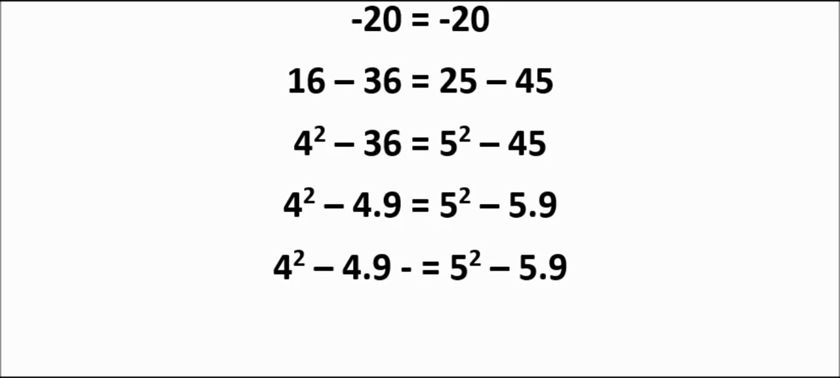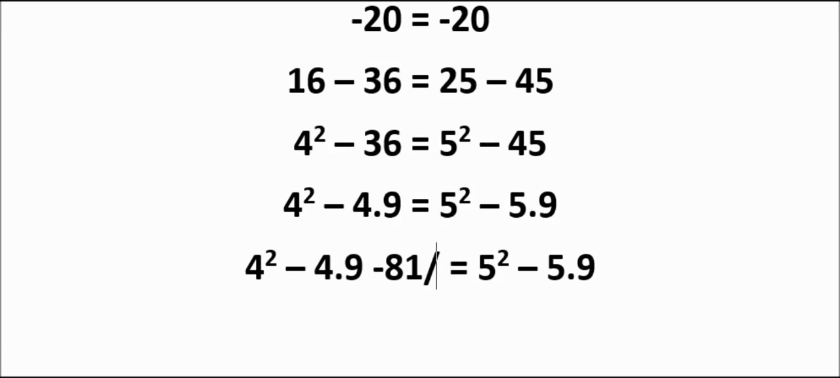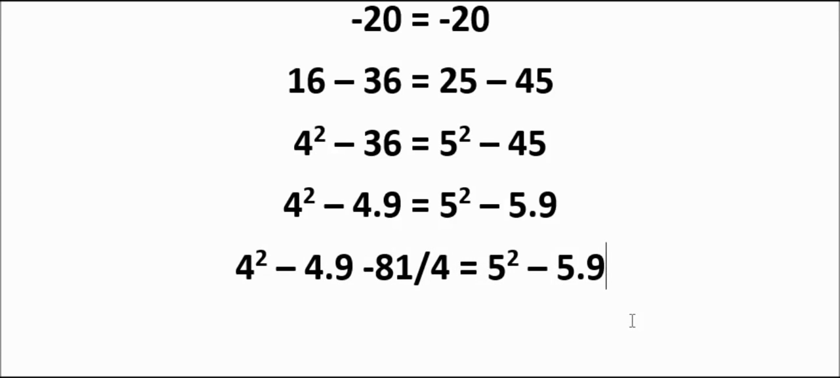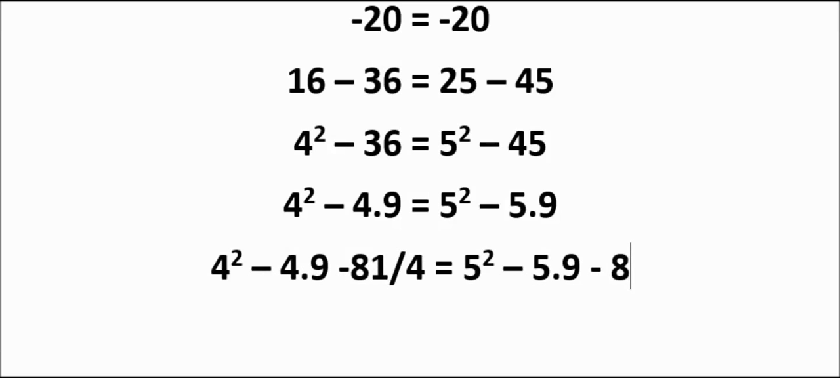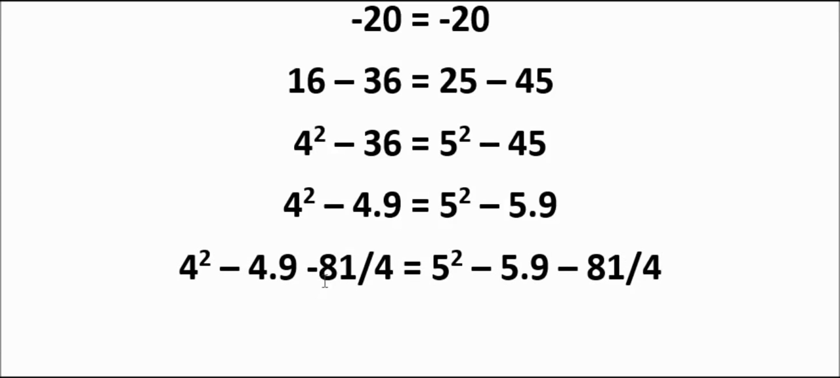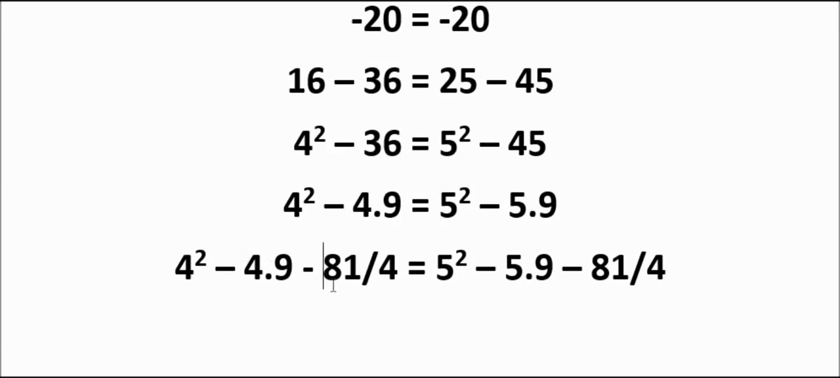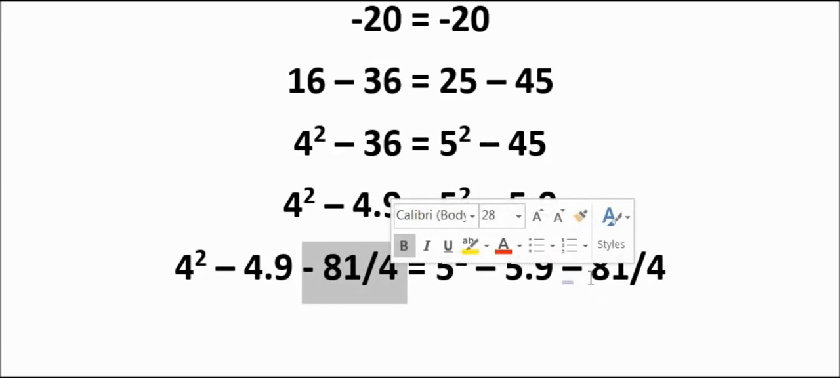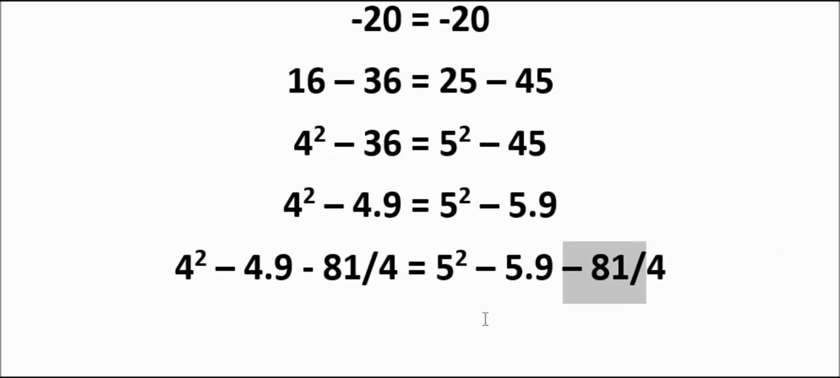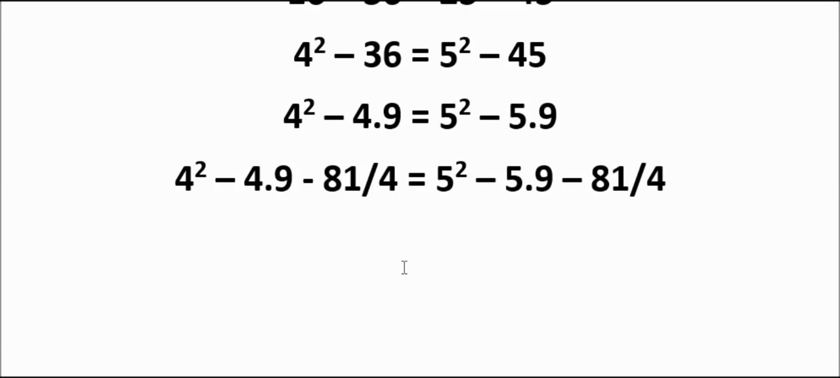The next step, I'll subtract 81 over 4 on both sides. We have to do it on both sides, or else it'll become an inequality. We've added the same difference of 81 over 4 on both sides, so we don't have an inequality. If we take a close look at 81 over 4, we can see that it's just the squared form of 9 by 2, because 81 is 9 squared and 4 is 2 squared.